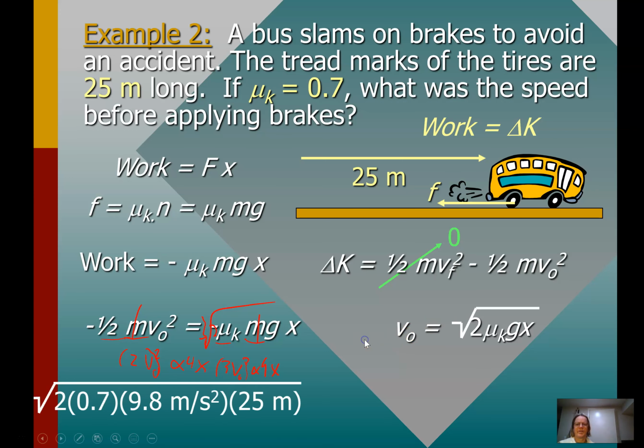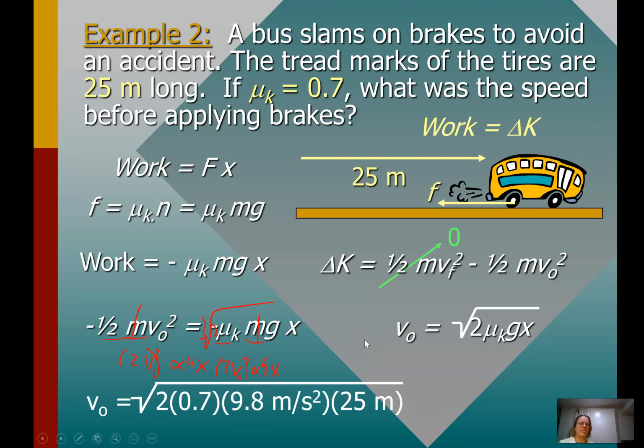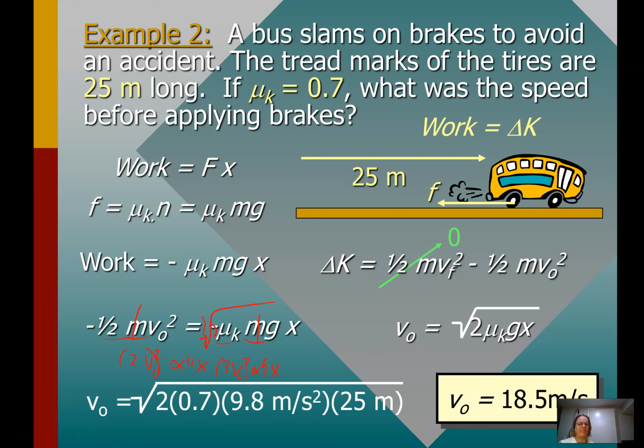Okay? So the police do this all the time. What they have to do is measure the coefficient at an accident, measure how long the skid marks are, and then go back and find out what the original velocity of the car was. Alright, so 2 times all that, square root button in, bam, 18.5. Woo! It's about 40 miles an hour.